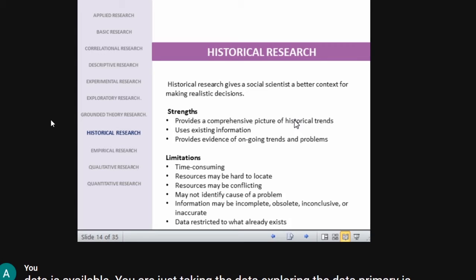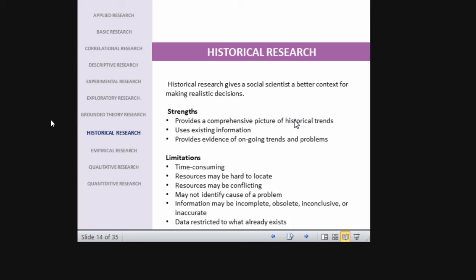Okay, but the limitation is it's time consuming. Resources may be very hard to locate. That's true, because most old resources are not digitized, and you may not find them online. You have to go back to whichever organization or library is storing them. You have to go there. So it's time consuming, it's very hard.